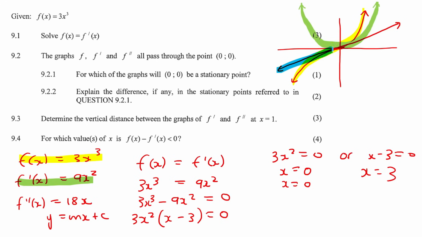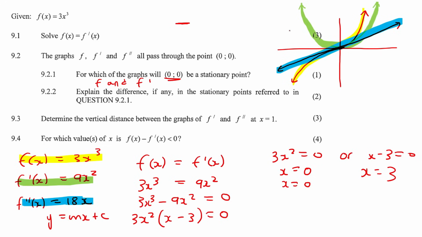Okay, so let's do this one in blue. Okay, so they said for which graphs will 0, 0 be a stationary point? A stationary point is where the graph becomes flat, like that. So we can see on the green one, it becomes flat over there. And we can see on the yellow one, it also became flat over there. So we could say here, for the graph of f and the graph of f prime. For the blue one, it's definitely not flat. Okay, now it says, explain the difference in the stationary points referred to in question 9.2.1.